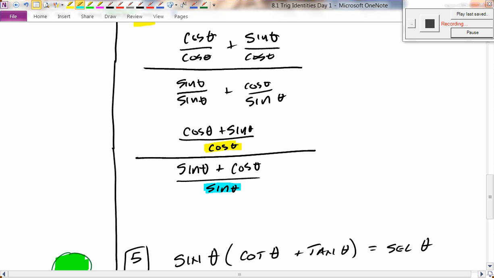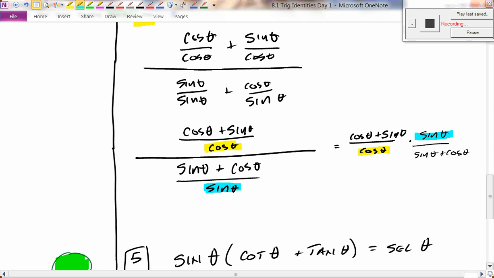What do I do when I divide two fractions? I flip and multiply. So this is going to become, I'm kind of running out of room here, cosine theta plus sine theta, all divided by cosine theta. So this part has not moved, correct? Multiply by sine theta divided by sine theta plus cosine theta. And this part is now up there. The blue has become there.